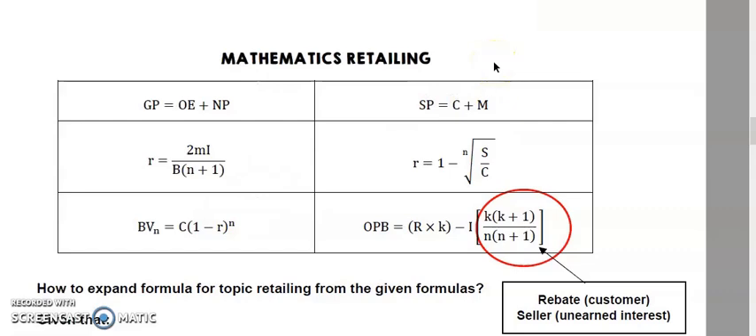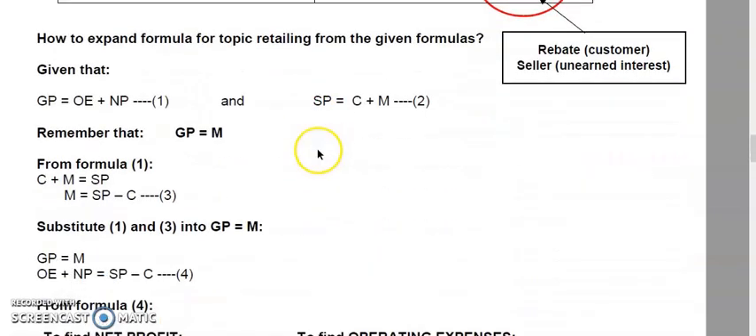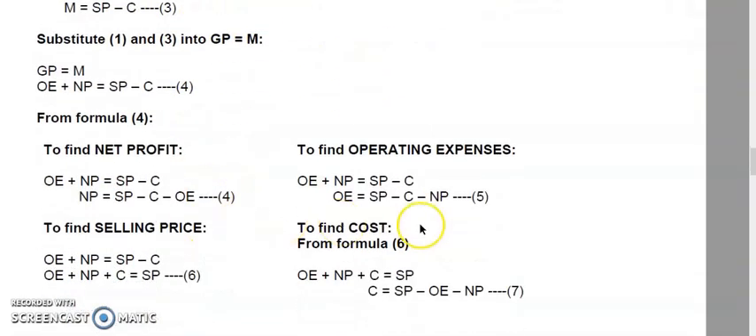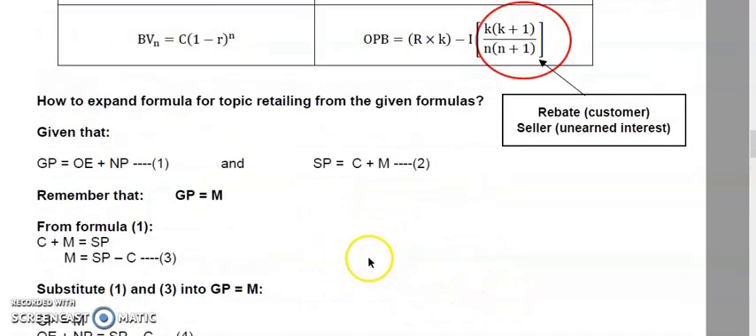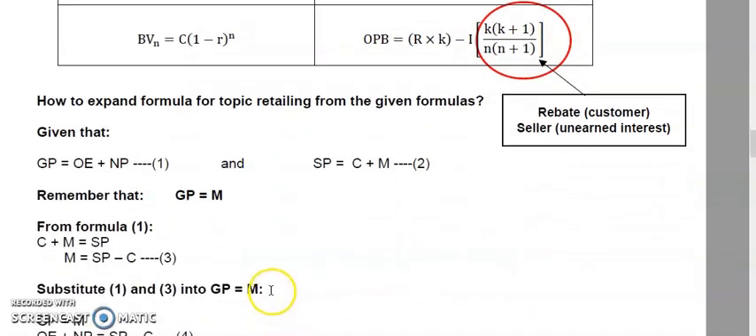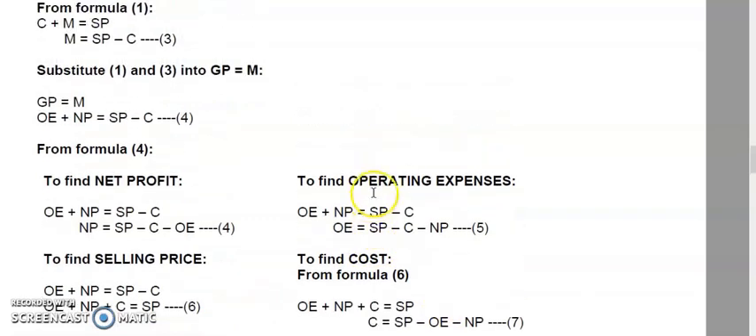Here I have some simplified notes. If you refer to this note, the first row here is the formula given in the final exam for the topic retailing. But if you refer to our previous notes, there are so many formulas. So why in the exam does it only give you these two formulas? How do we get the other formulas, for example, all these formulas, 1, 2, 3, 4, 5, 6, and 7? In the exam, it only gives you these two formulas. After this, I will show you how to get all these formulas easily.